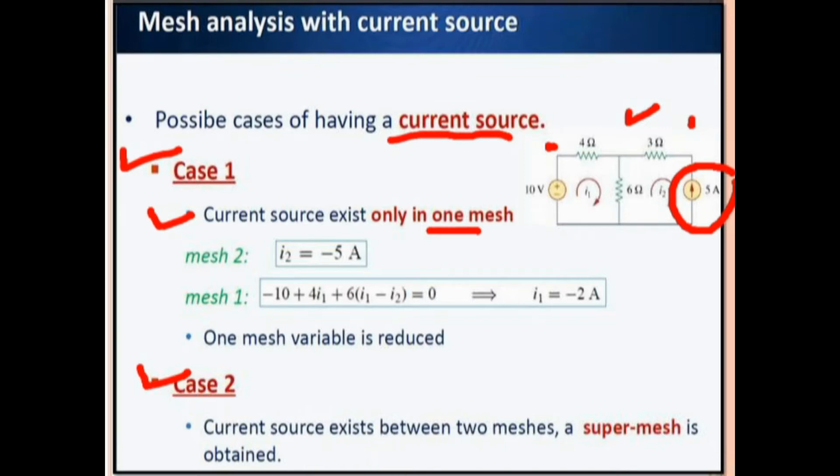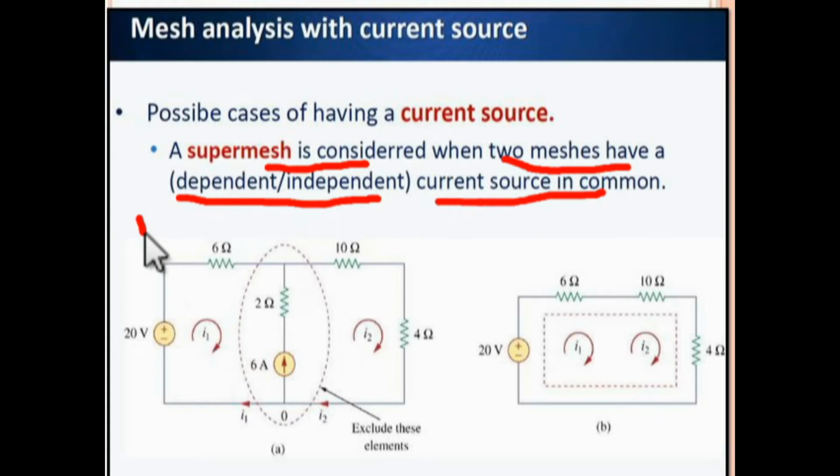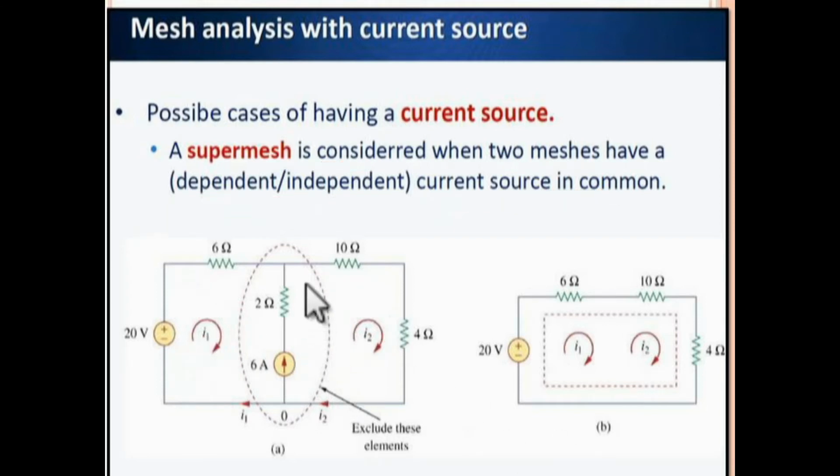Current source exists between two meshes, so a super mesh is obtained. So what is the circuit of a super mesh? You can see over here on the screen. A super mesh is considered when two meshes have a dependent or independent current source in common. So here you can see this is the circuit where this is mesh number 1 where current I1 is taken, and this is mesh number 2 where current I2 is there. Okay, but between these two meshes, what is happening? There is another branch, and this is the current source connected between these two adjacent meshes.